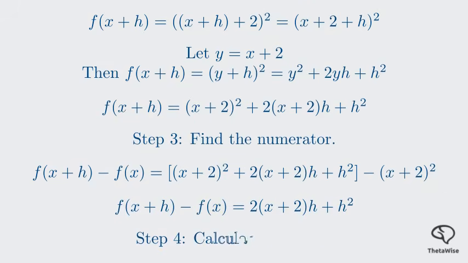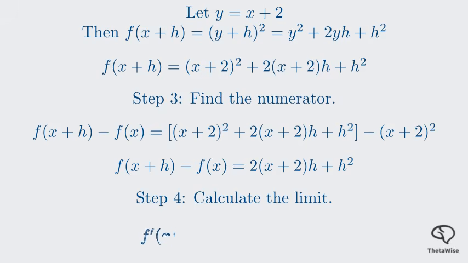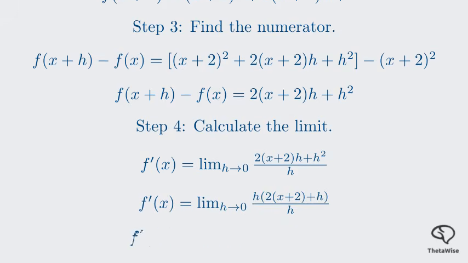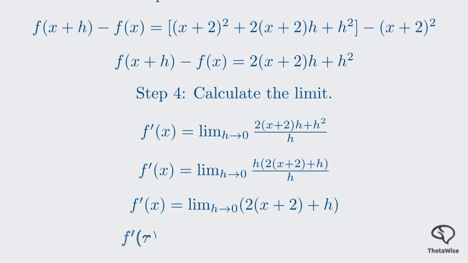Step 4, calculate the limit. We plug this into our formula. The limit as h approaches 0 of this expression over h. We factor out the common factor of h from the numerator, which gives us h times the quantity 2 times x plus 2 plus h. We cancel the h's, leaving the limit of 2 times x plus 2 plus h. Now we substitute h equals 0, giving us 2 times x plus 2. Distributing the 2, we get our final answer, 2x plus 4.